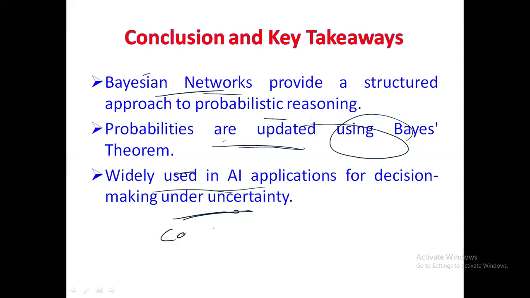By using this cause and effect method, we are going to solve some problems, with the cause and effect relationship and updating beliefs with new data. Bayesian networks empower AI systems to handle ambiguity, adapt to changes, and improve decision accuracy over time.